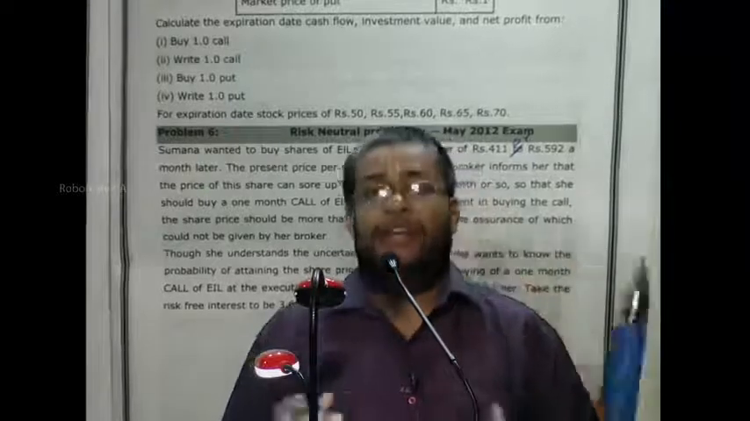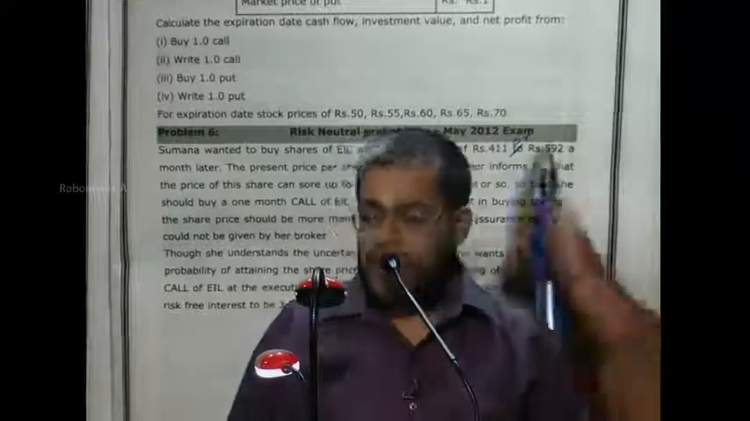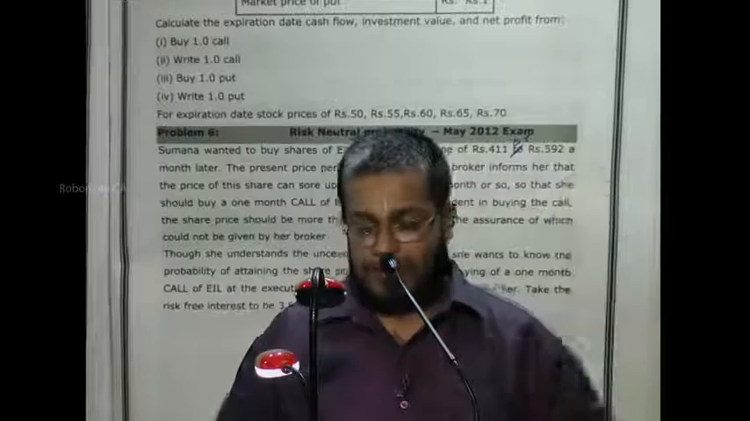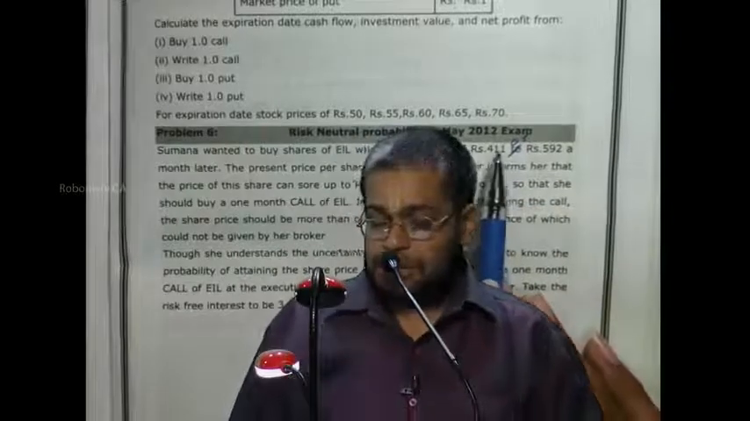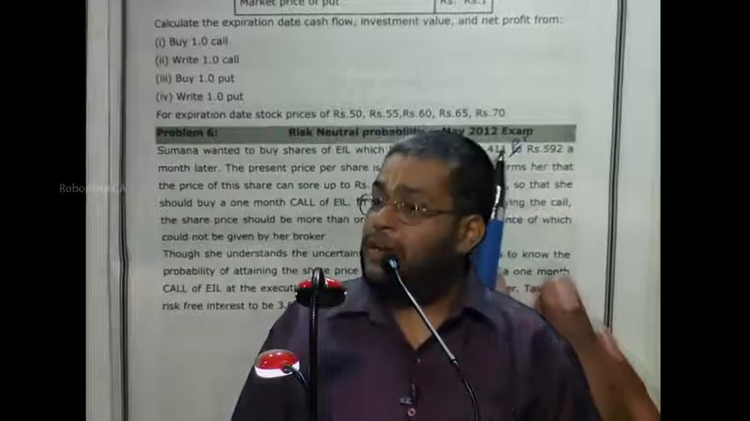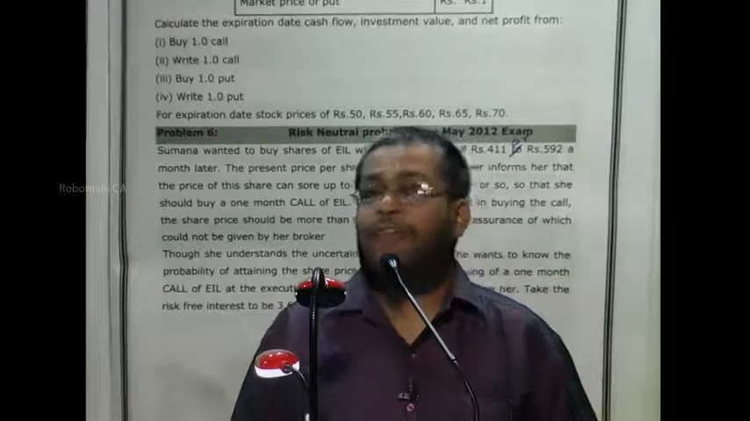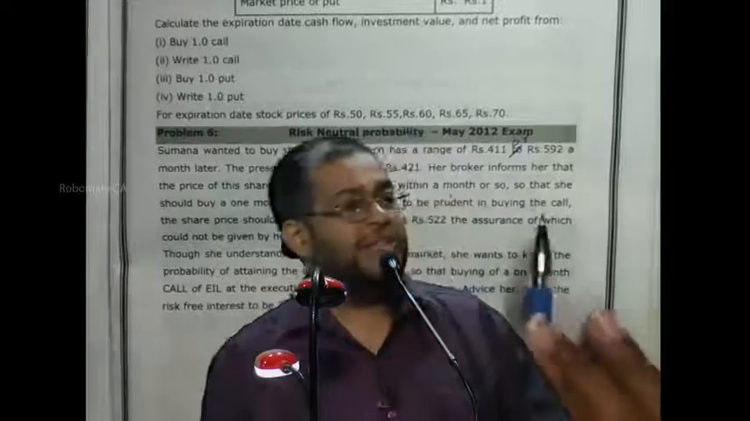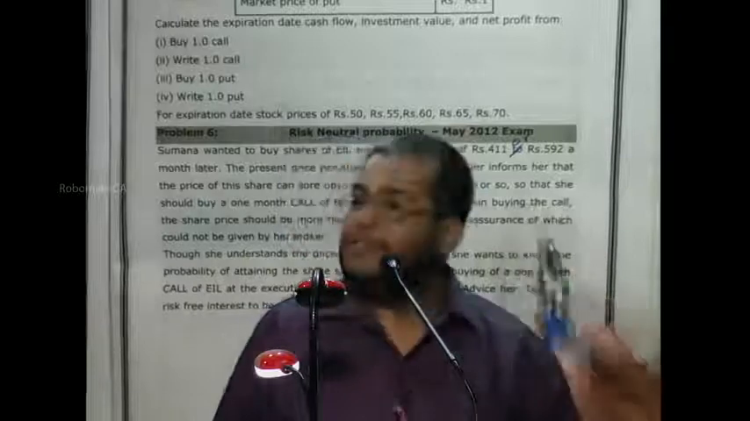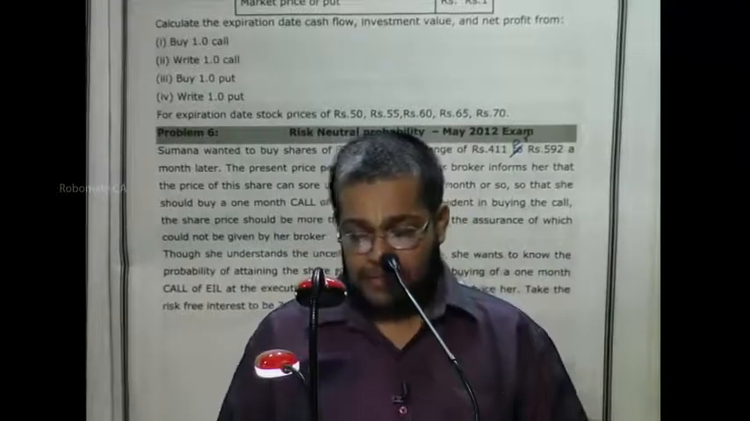So tell me, if you understood the concept properly, what are all the mistakes in the question? Mistake number 1: the share price can be anywhere from 411 to 592. I can never answer using a risk neutralization model. What is the second mistake?